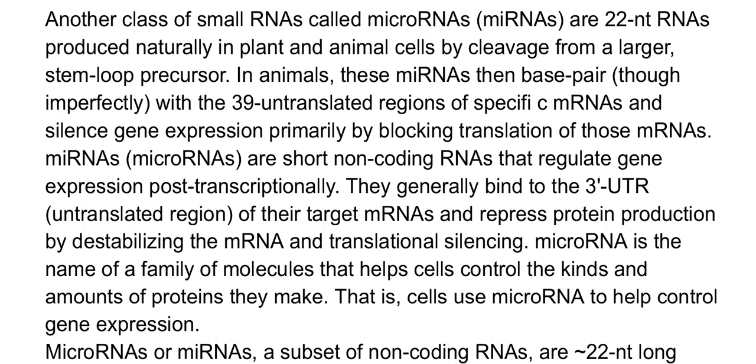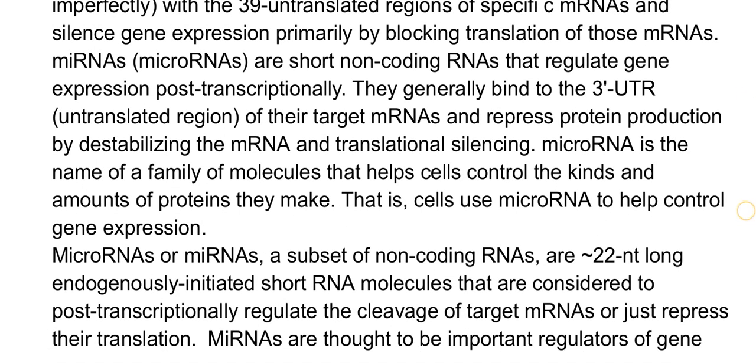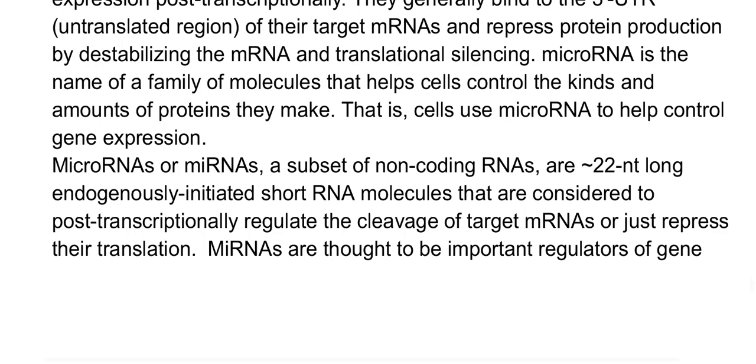They generally bind to the 3' UTR, untranslated region, of their target mRNA and repress protein production by destabilizing the mRNA and translational silencing. MicroRNA is the name of a family of molecules that helps cells control the kinds and amounts of protein they make. Thus, cells use microRNA to help control gene expression.